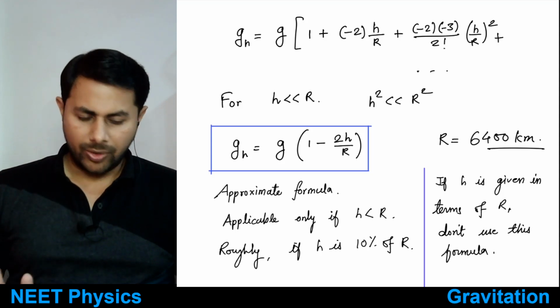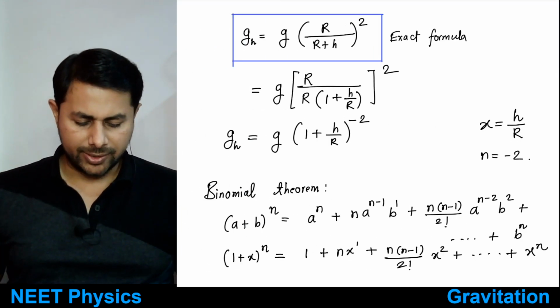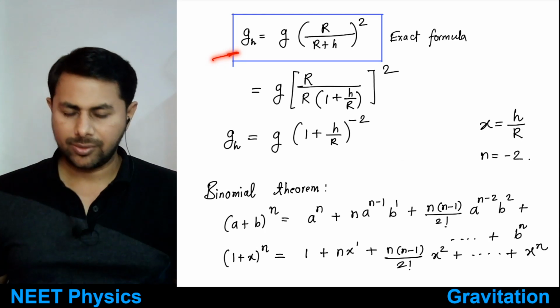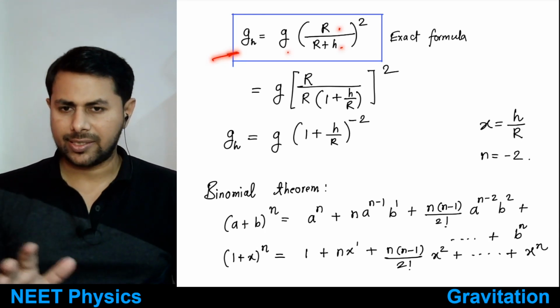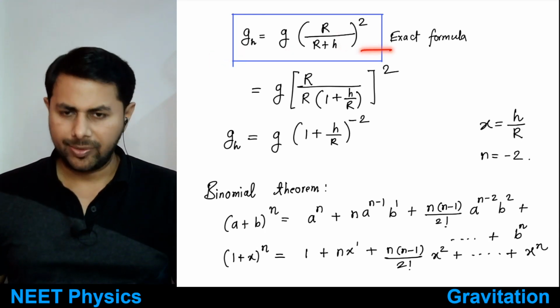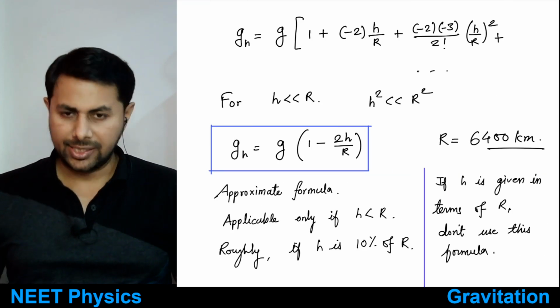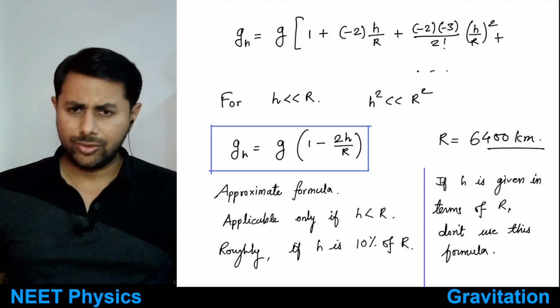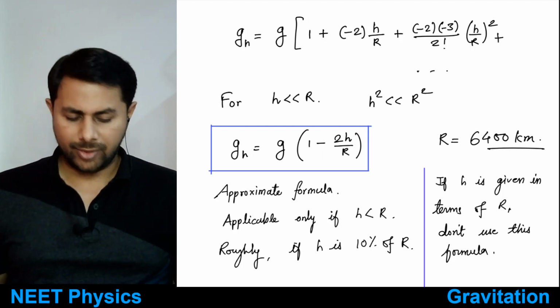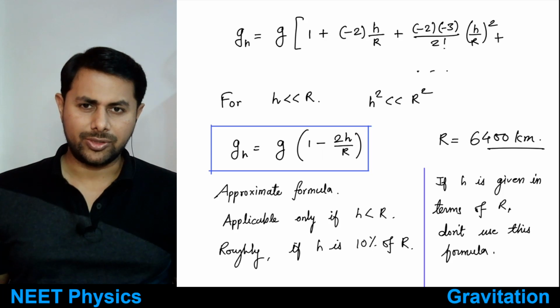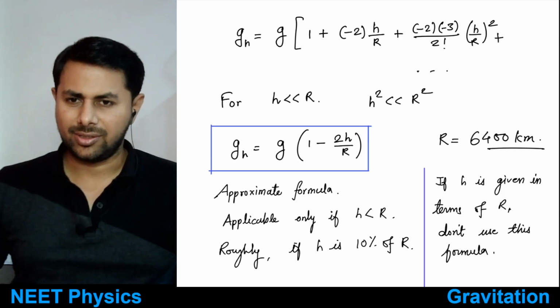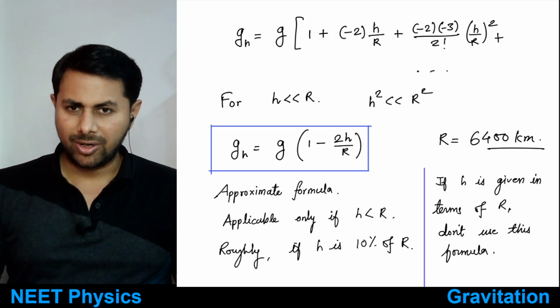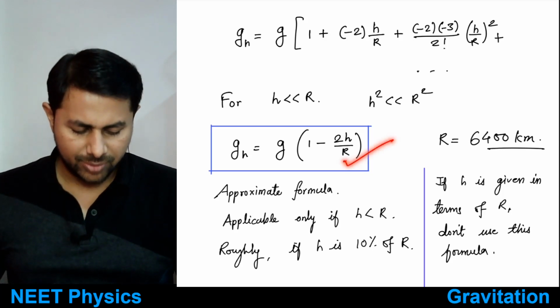Now you have got two formulas for g_h. One is g times (r upon r plus h) whole square, and another one is g times (1 minus 2h upon r). So when should you use which formula? Which formula is to be used when? This is the question. If h is very small compared to r, use this formula.